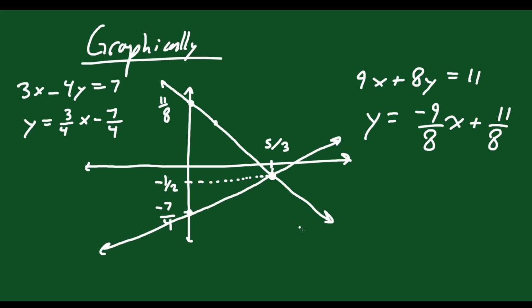You might have to do some estimation. So this method isn't going to be as accurate as doing elimination or substitution, but you can still use it just to confirm that you're doing things correctly, or if you're asked to do it this way. Hopefully you get a nice clean answer that's easy to read. 5/3 might be a little bit tricky to read, but you can make your best guess based on where that point looks like it's located on your graph paper.